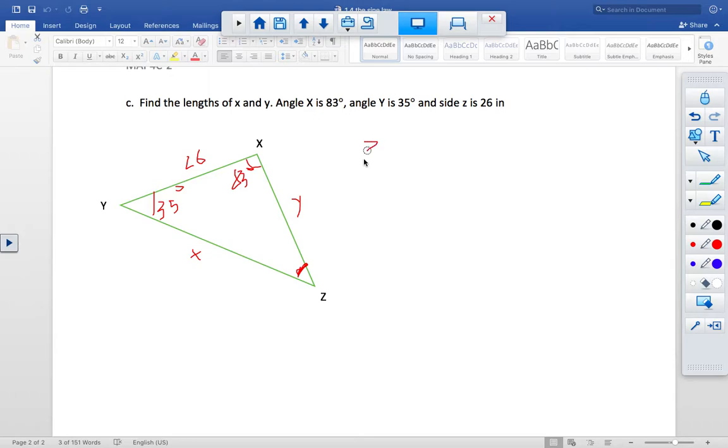So angle Z equals 180 minus 83 and minus 35. So this is the first step that you have to do in order to be able to solve the problem. Otherwise, you can't solve the problem. So angle Z is equal to 62 degrees.